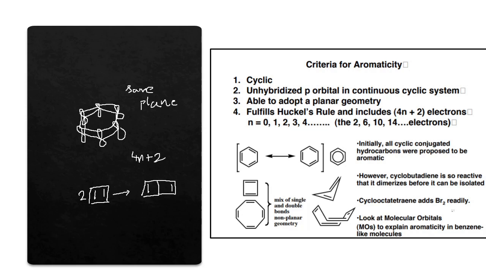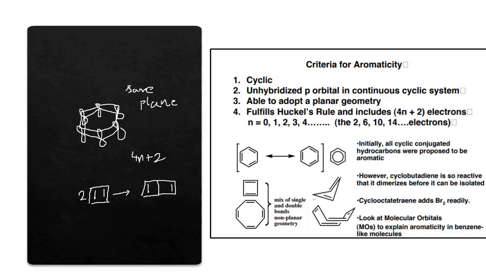In a similar way, cyclooctatetraene adds bromine readily. You can see here these two structures can exist in a non-planar geometry. So both your cyclobutadiene and your cyclooctatetraene can remain in a non-planar geometry.